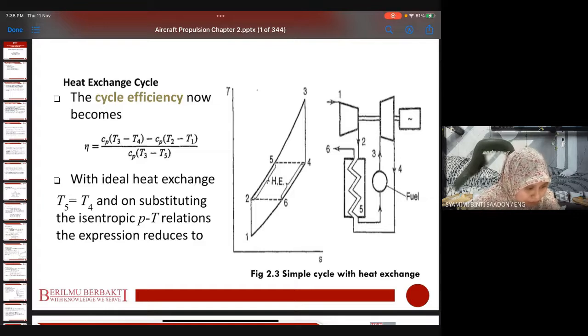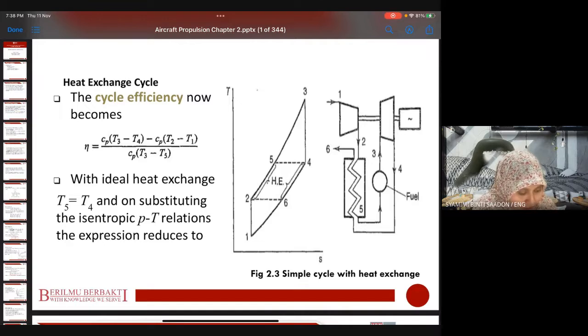Okay, so when we add an extra component, when we modify the cycle, the cycle efficiency will be modified also. So if you look here, the cycle efficiency equation will be changed. Actually, the temperature change, from the basic equation just now. Okay, I'll explain a bit the function of this regenerator.